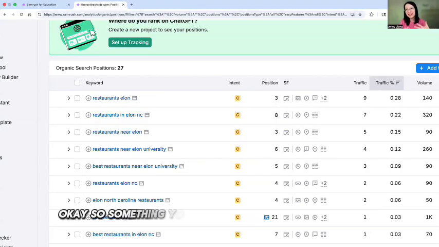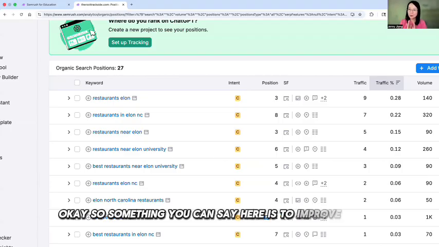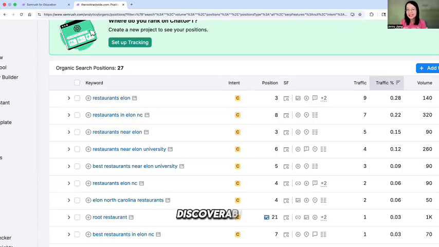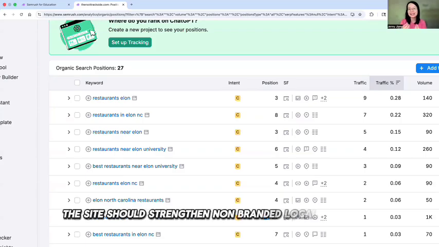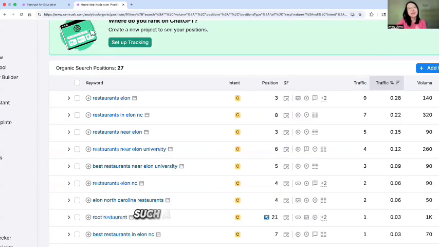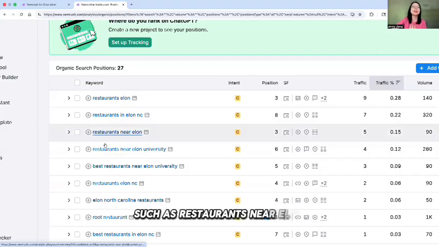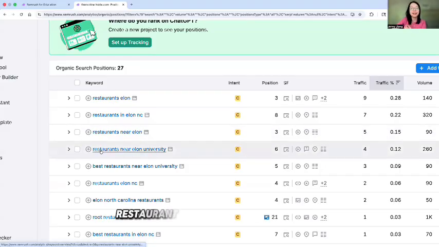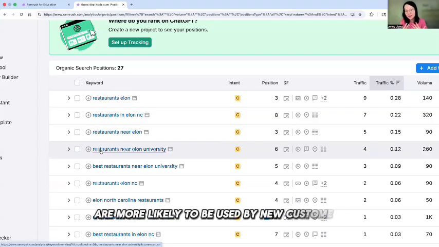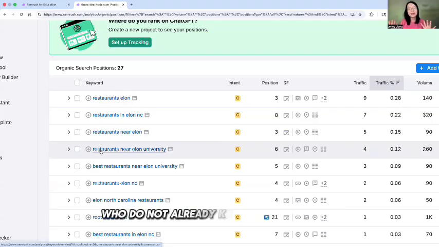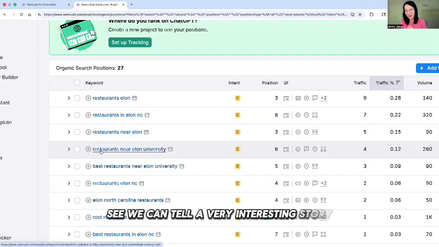Okay, so something you can say here is to improve the discoverability. The site should strengthen non-branded local keywords such as restaurants near Ilan, restaurants near Ilan University. These keywords are more likely to be used by new customers who do not already know the brand name. See, we can tell very interesting story by doing those simple analysis.